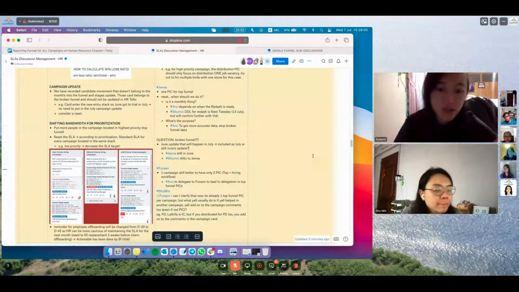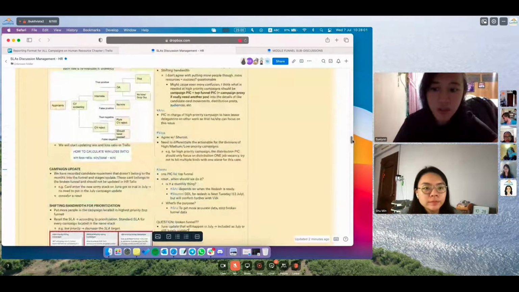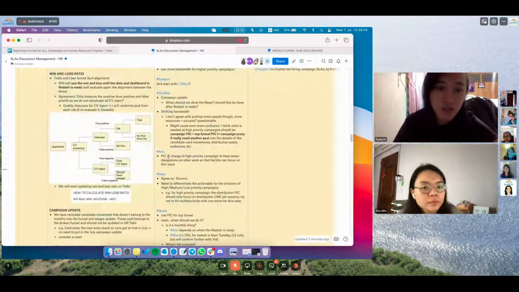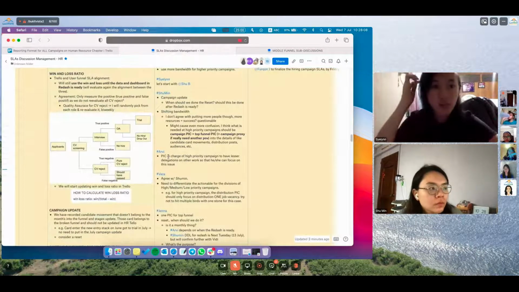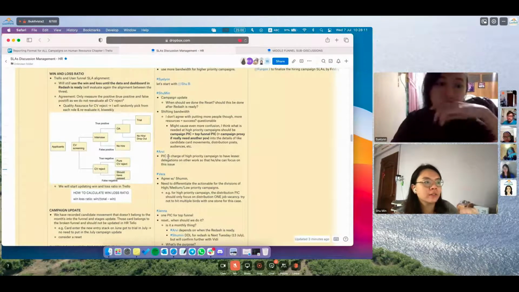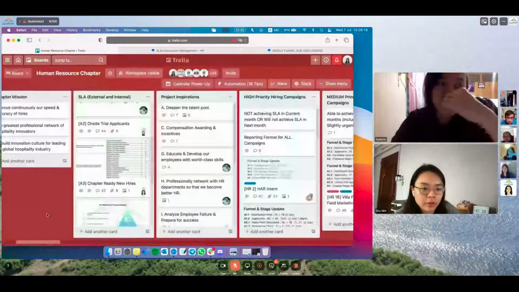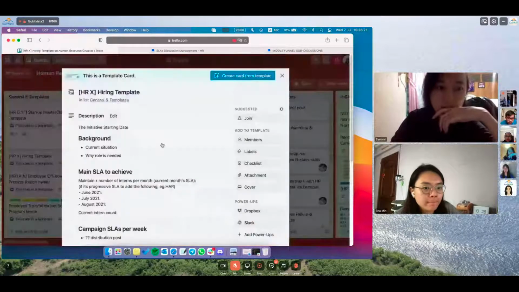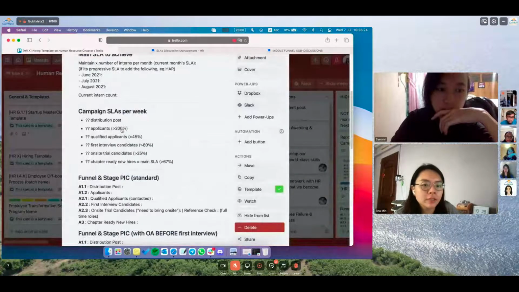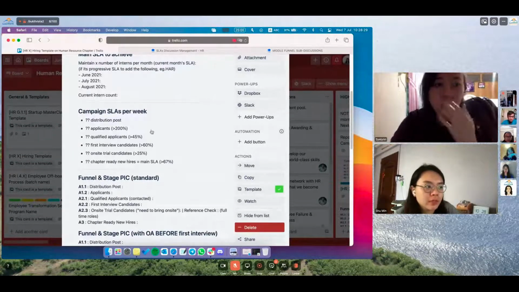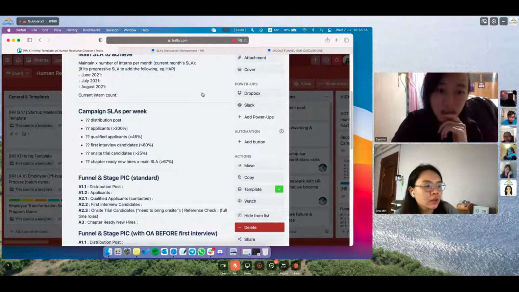Yeah, so Shannon, about the win-loss ratio, we are planning to incorporate them into the campaign update as well, but we haven't actually fixed it yet. Oh, okay. So now instead of the percentages, it will be the win-loss ratio, basically. Yeah, so that it reflects the user funnel SLA. For example, this more than 200% will be a win-loss ratio. Then the campaign SLAs will eventually lead us to the user funnel SLAs. Is that what you mean? Yeah, ideally it should be like that. Okay.